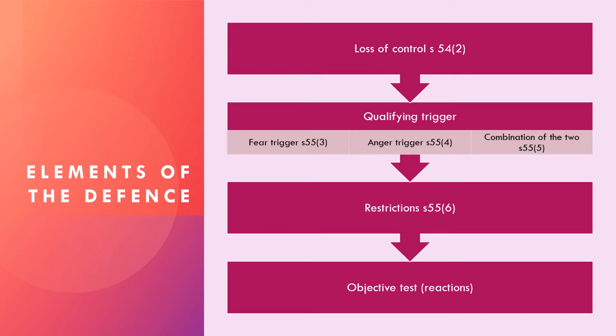So to break it down, what we've got is we need to look at loss of control. We need to consider, was there a qualifying trigger? And then we need the objective test. We need to consider, would a person have reacted in the same way? What you'll notice here though as well is I've put in restrictions from section 55(6).